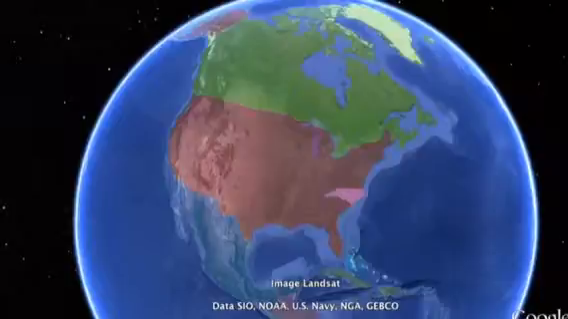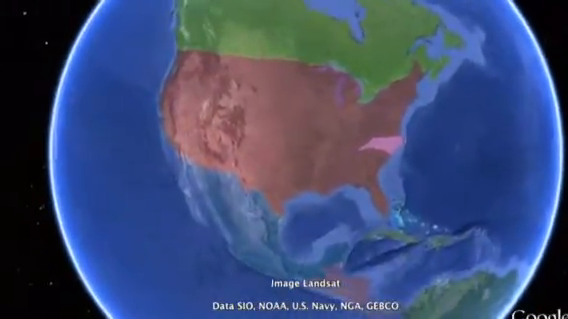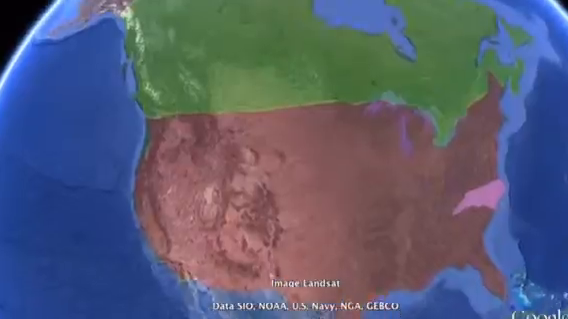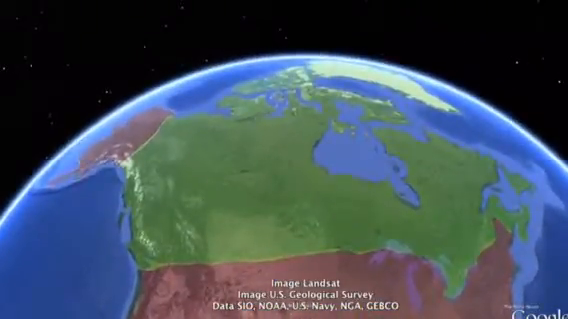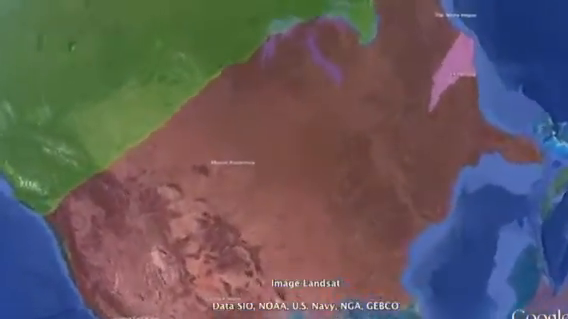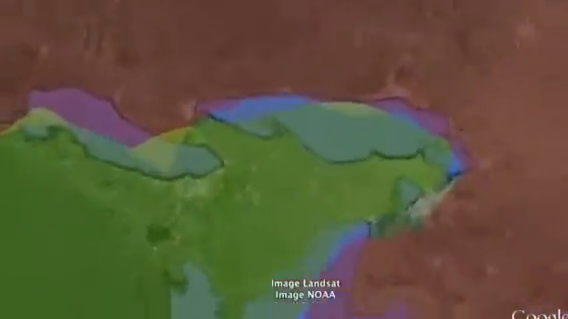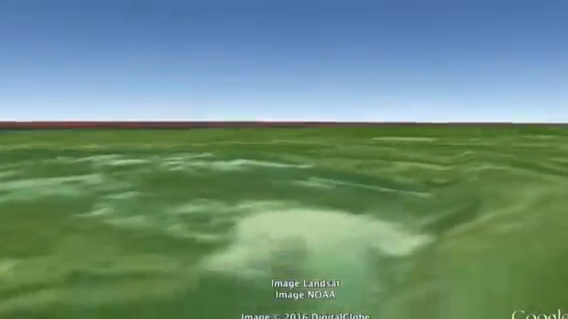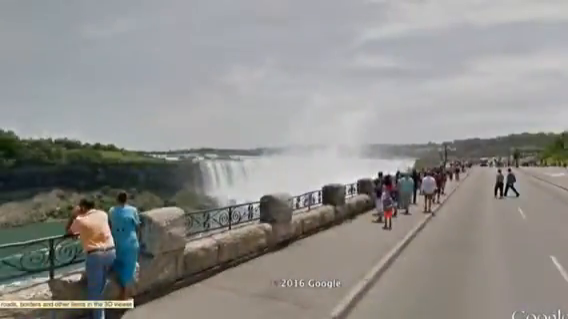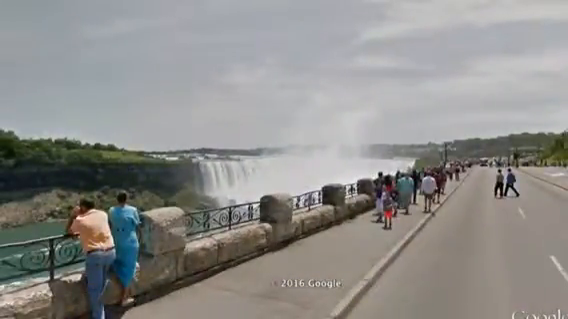Let's look a little bit closer at Canada. And one of the things that most Americans know about and at least once in their lifetime have seen, and that's Niagara Falls. Niagara Falls is located on the border between the United States and Canada. The falls are part of the Niagara River, which empties Lake Erie into Lake Ontario.